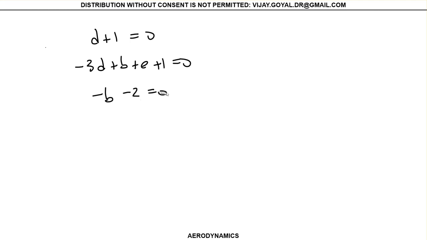Now I'm going to solve for these values. d plus 1 equals 0, minus 3d plus b plus e plus 1 equals 0, and minus b minus 2 equals 0. From the first one, you find that d is equal to minus 1. From the last one, you find that b is equal to minus 2. I take these two and plug them into the other equation, and you find that e is equal to minus 2.